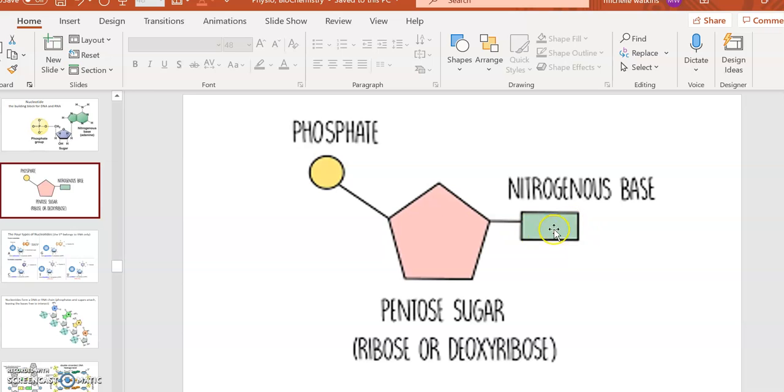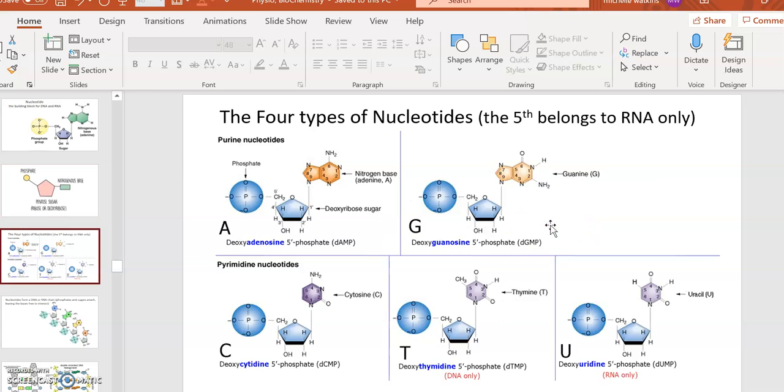Remember that this is the part that changes. The nitrogenous base changes from one nucleotide to another. So for example, here, the sugars and the phosphate groups are the same, and the bases are changing, okay? 4 of these are used for DNA, 4 of these are used for RNA.